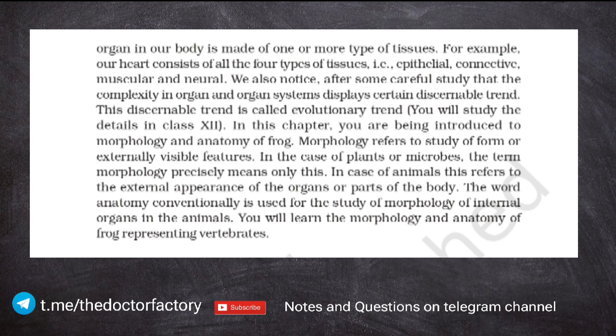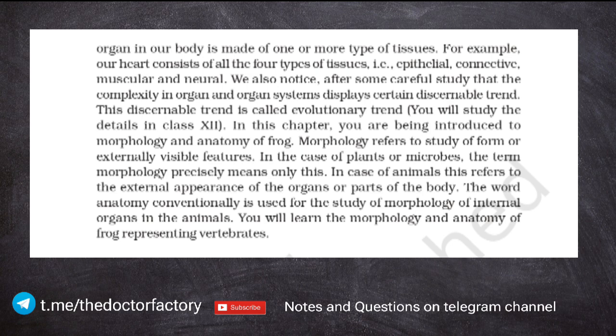In the case of plants or microbes, the term morphology precisely means only this. In case of animals, this refers to the external appearance of the organs or parts of the body. The word anatomy conventionally is used for the study of morphology of internal organs in the animals. You will learn the morphology and anatomy of earthworm, cockroach and frog, representing invertebrates and vertebrates.